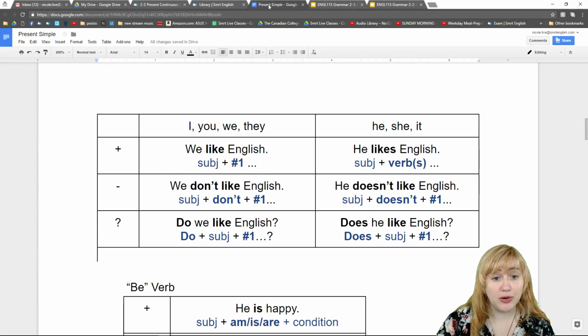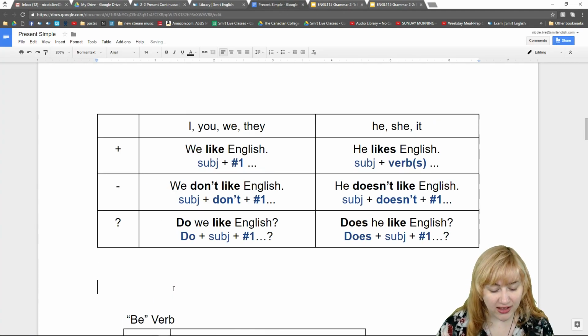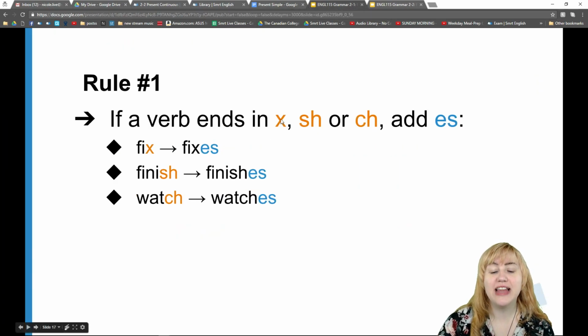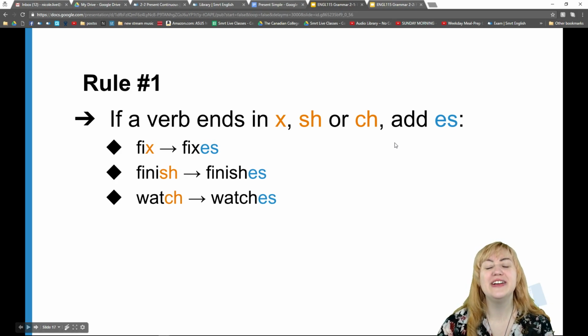So, and I'd like to add one more to that. I would like to add, also if it ends with s, like the word kiss. Because we can't have 3 s's in a row, right? We can't say kisss. It doesn't sound right, right? We're gonna have to say kisses. So again, if your last letter is x, sh, or ch, or s, we're going to add es.